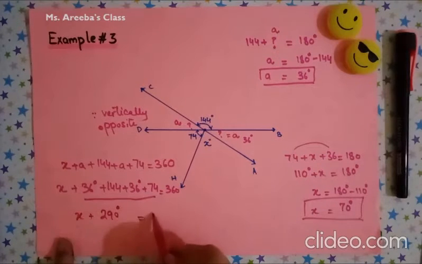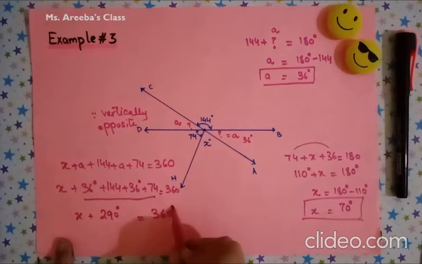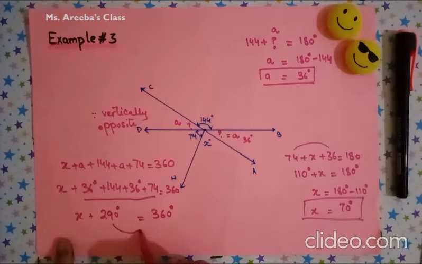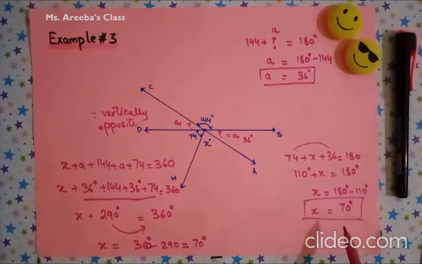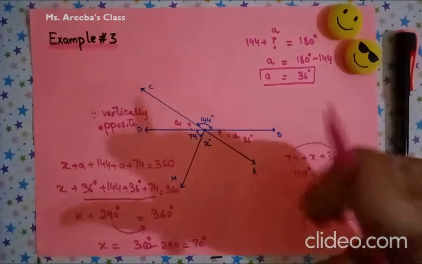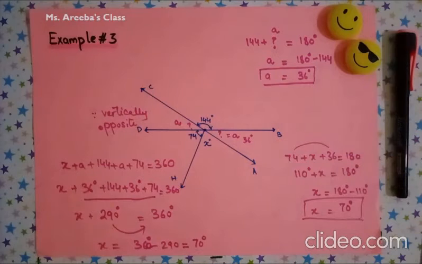X plus 290 degrees is equal to 360 degrees, and now you have to move it to the other side to find the value of x. X is equal to 360 degrees minus 290, and that's again equal to 70 degrees. So in both ways you can compare your answer, they are 70 degrees. Now it's up to you how you look at the figure and how you split it or find the unknown value of it.